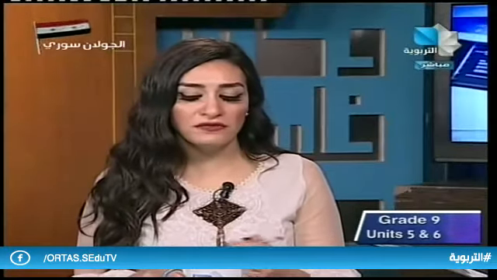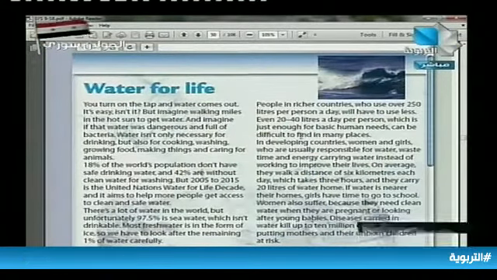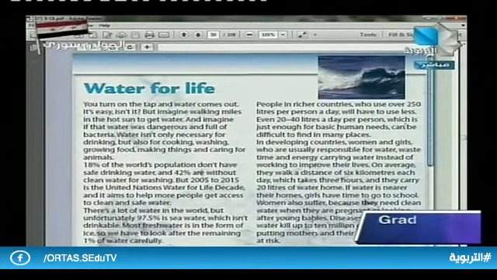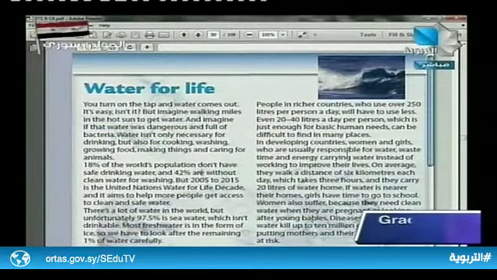For example, as it is mentioned in the text, in richer countries they use over 250 liters per person a day. But in the developing countries, we have only 20 to 40 liters a day per person, if they find fresh water. So only 20 to 40 liters is the average. Exactly.